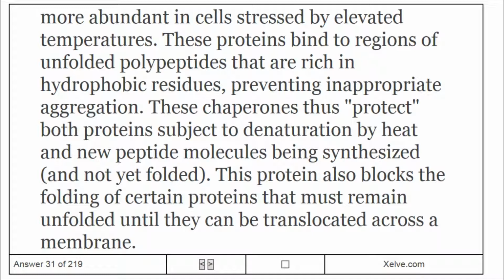HSP70. More abundant in cells stressed by elevated temperatures, these proteins bind to regions of unfolded polypeptides that are rich in hydrophobic residues, preventing inappropriate aggregation. These chaperones thus protect both proteins subject to denaturation by heat and new peptide molecules being synthesized. This protein also blocks the folding of certain proteins that must remain unfolded until they can be translocated across a membrane.